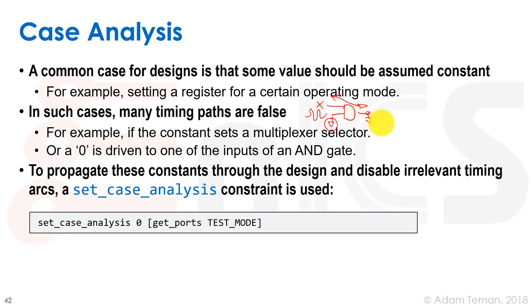So to propagate the case analysis, we use the set_case_analysis command. So set_case_analysis 0, and we say, for example, get_ports test_mode. This is telling us that we are not in test mode in our SDC. We're going to set a case analysis 0 on the port called test_mode.